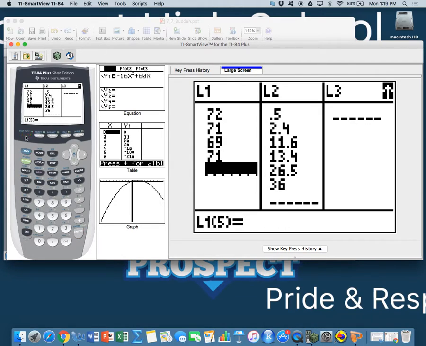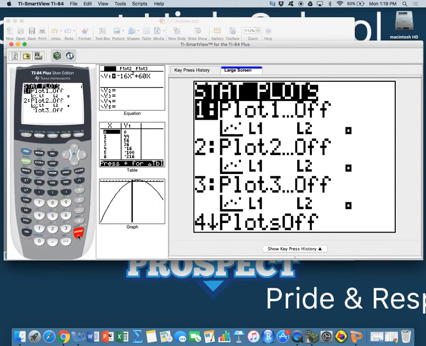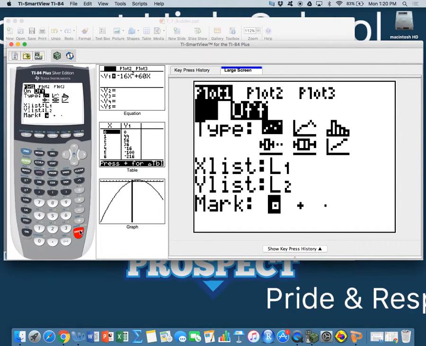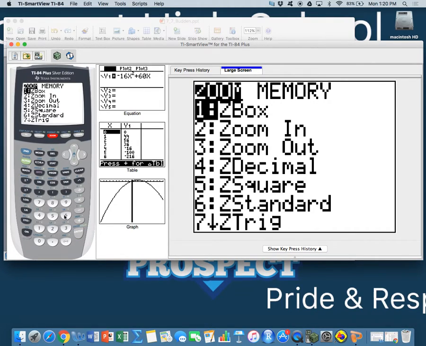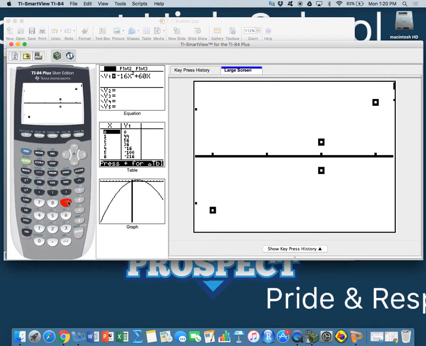Go to second, stat plot. You want to turn the plot on, your first plot, which yours probably is on already. The normal probability plot is the last one. That's a normal probability plot. And then do zoom 9. Is that what yours looks like? That's a normal probability plot.